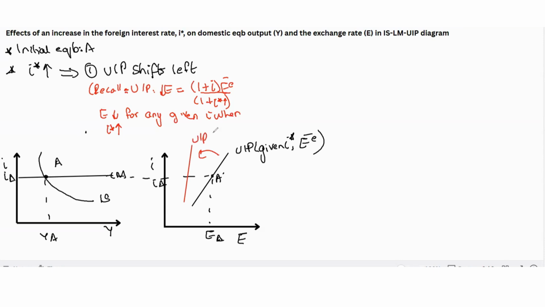So now this is the UIP given I star prime, the new higher level of I star, and E bar. We've already discussed the UIP figure.